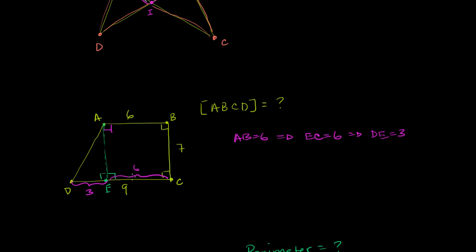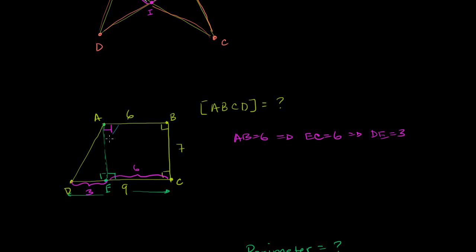And we know that because if this is 6, this has to be something that we add to 6 to get 9. 9 was the length of the entire base of this figure right over here. 9 was this entire distance. So 9 minus 6 gives us the 3. And now we have all the information that we need to figure out the area.